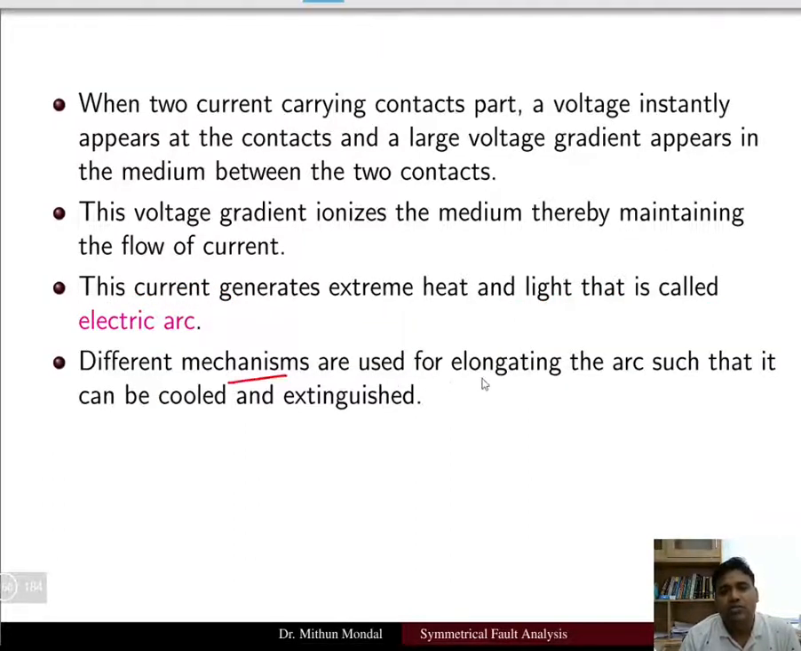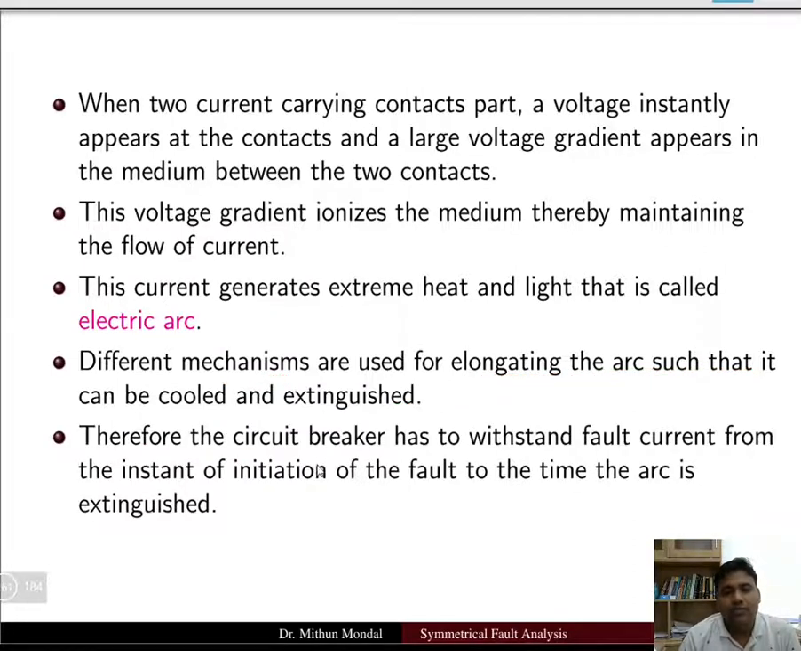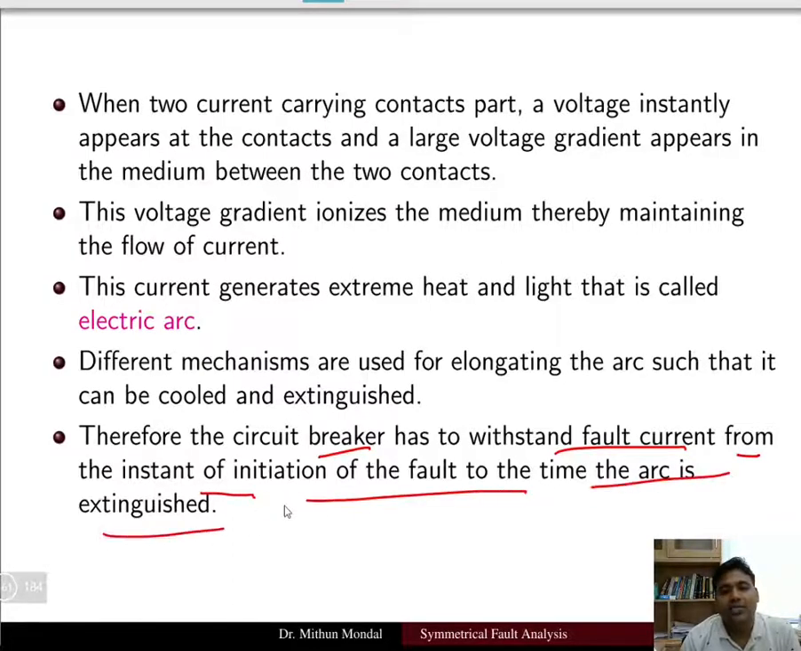Different mechanisms are used for elongating the arc, so that it can be cooled or extinguished. So different types of circuit breakers are there. It can be an air circuit breaker or an SF6 circuit breaker, which is used to quench the arc. Therefore, the circuit breaker has to withstand the fault current from the instant of initiation of the fault to the time the arc is extinguished.